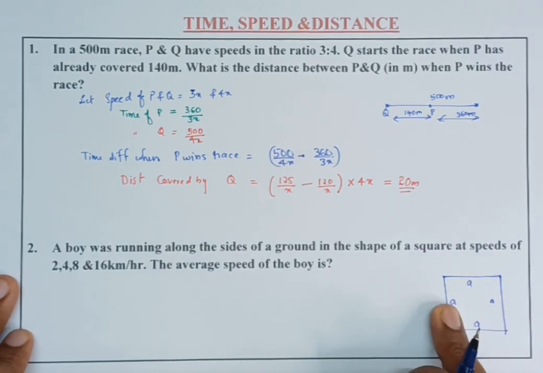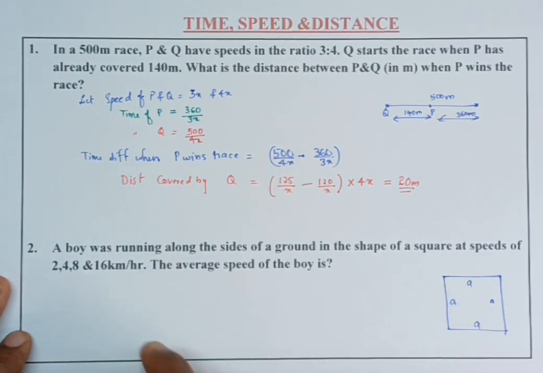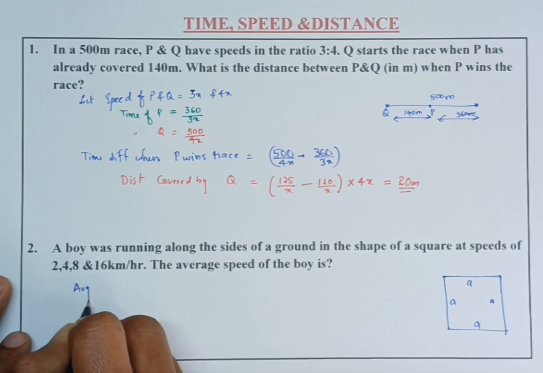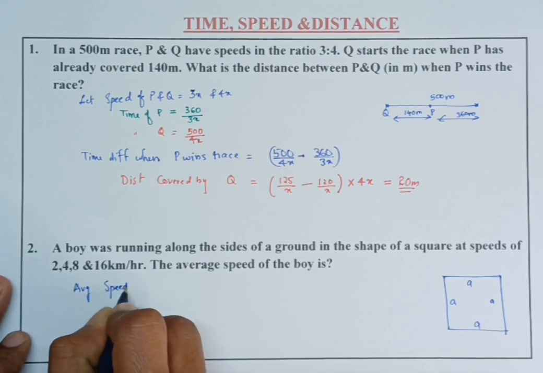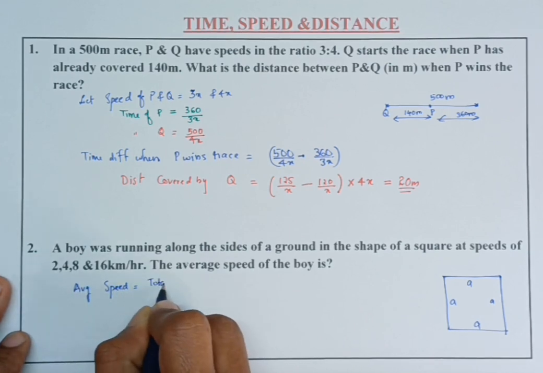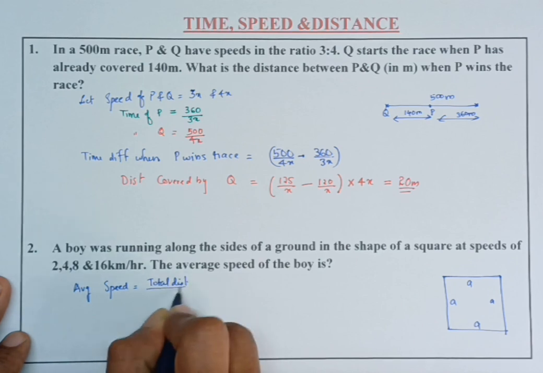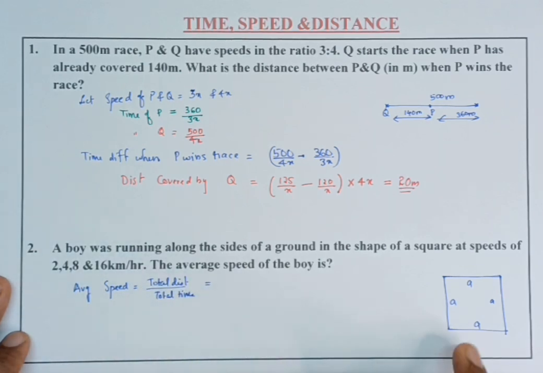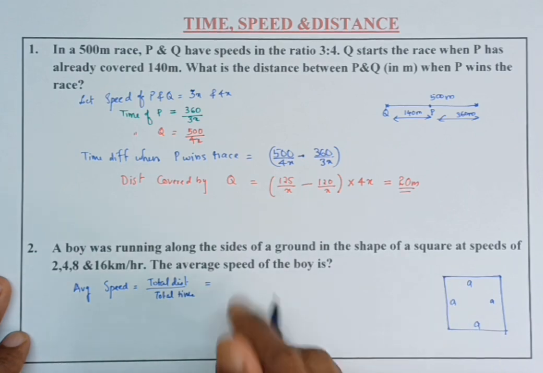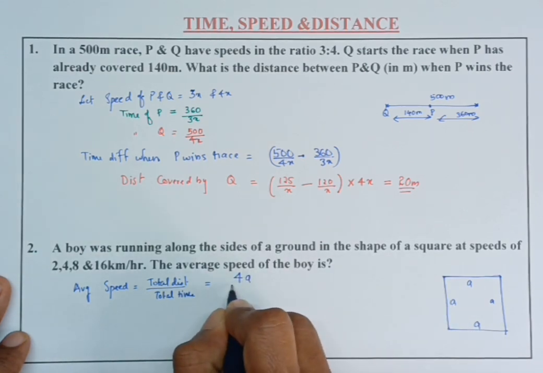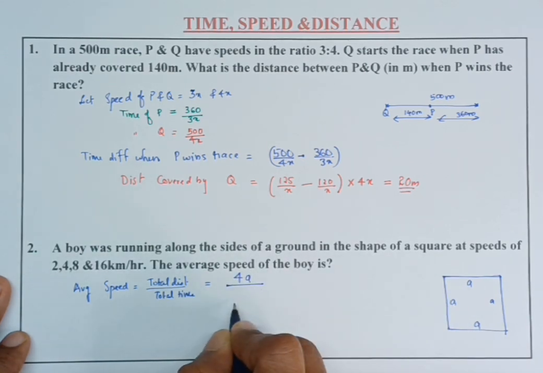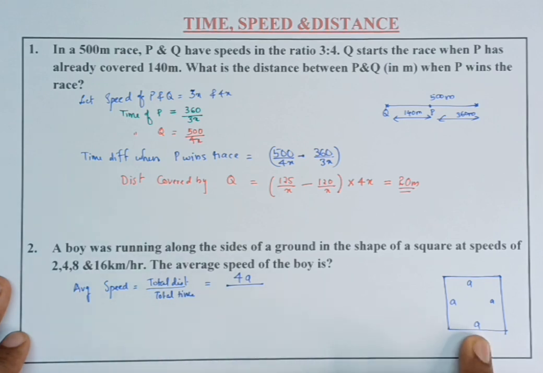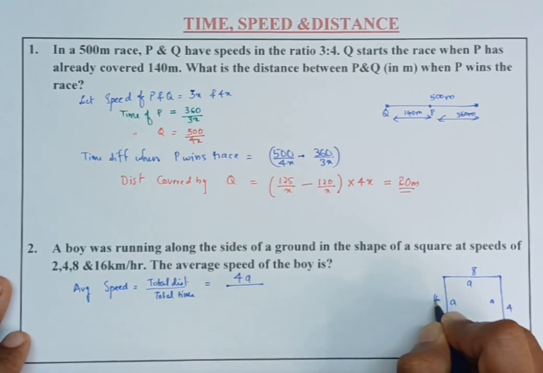So let's take the sides as a. Then average speed. We know that average speed is equal to total distance by total time. So in this case, he is covering the distance of a plus a plus a plus a, that is 4a, by, and he is traveling with the speeds of 2, 4, 8 and 16 km per hour.